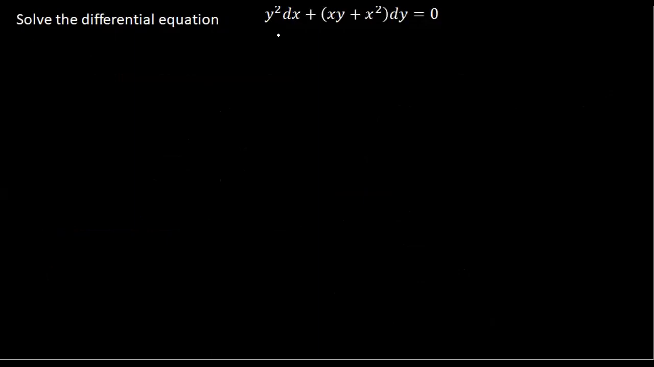Suppose we have to solve this simple looking homogeneous differential equation. Here we can see the exponent of y is 2, and the degree of each term is 2. So it is homogeneous, obviously. Now we can rewrite this equation as (xy plus x square) times dy equals negative y square times dx.